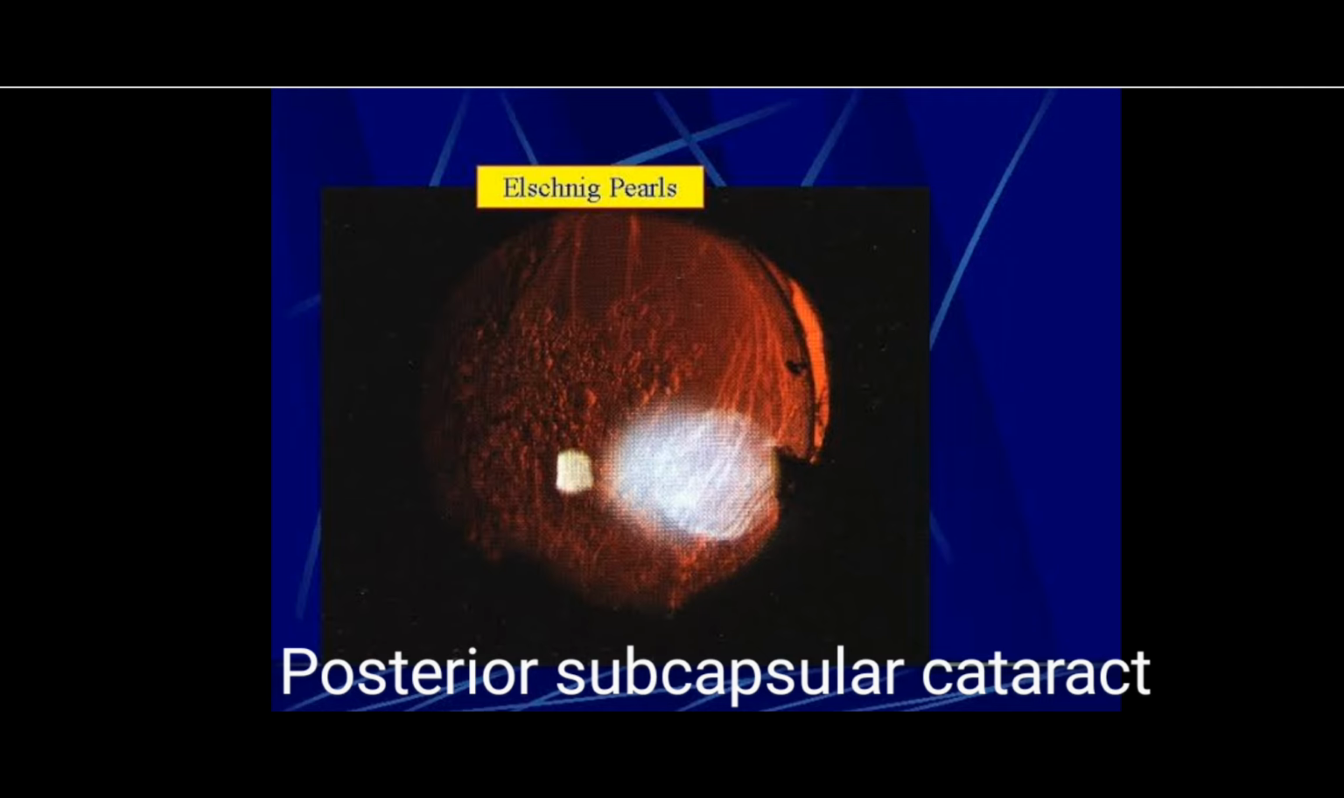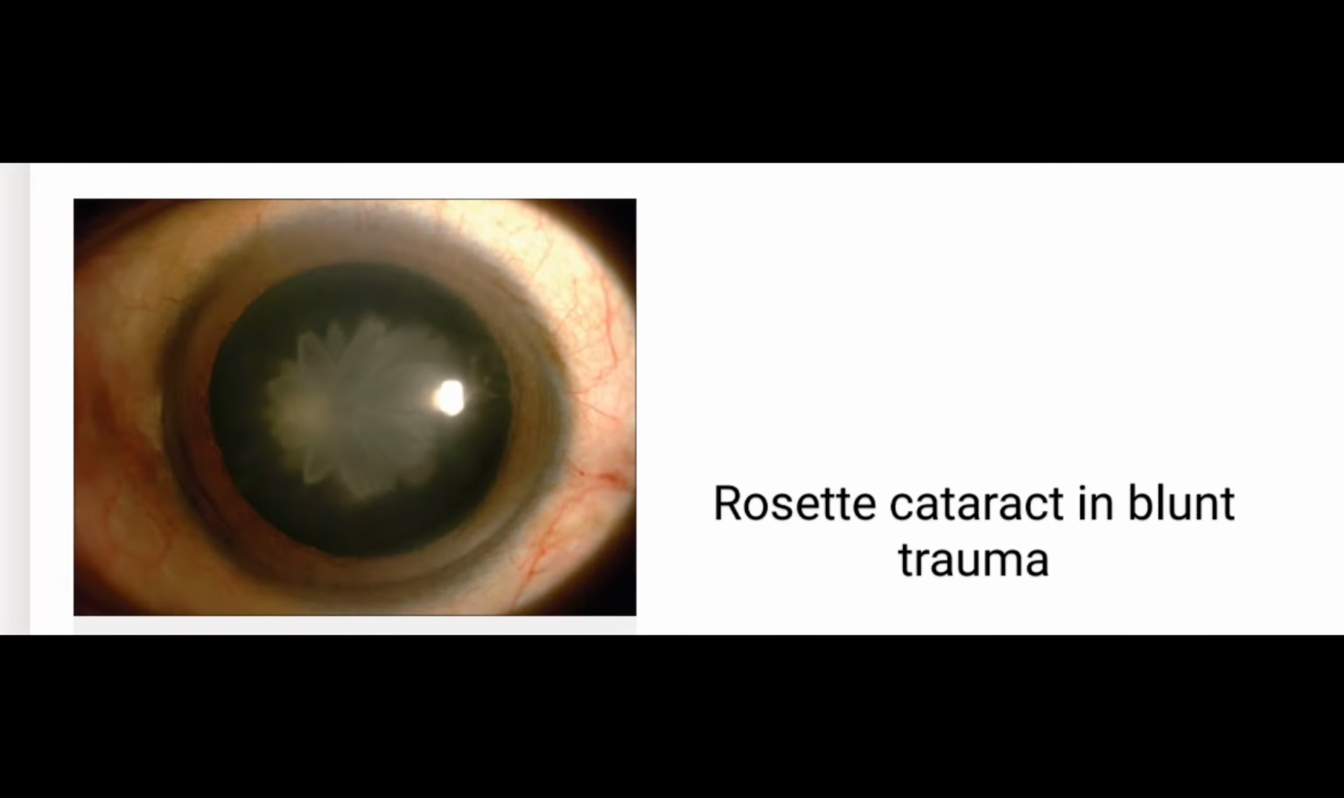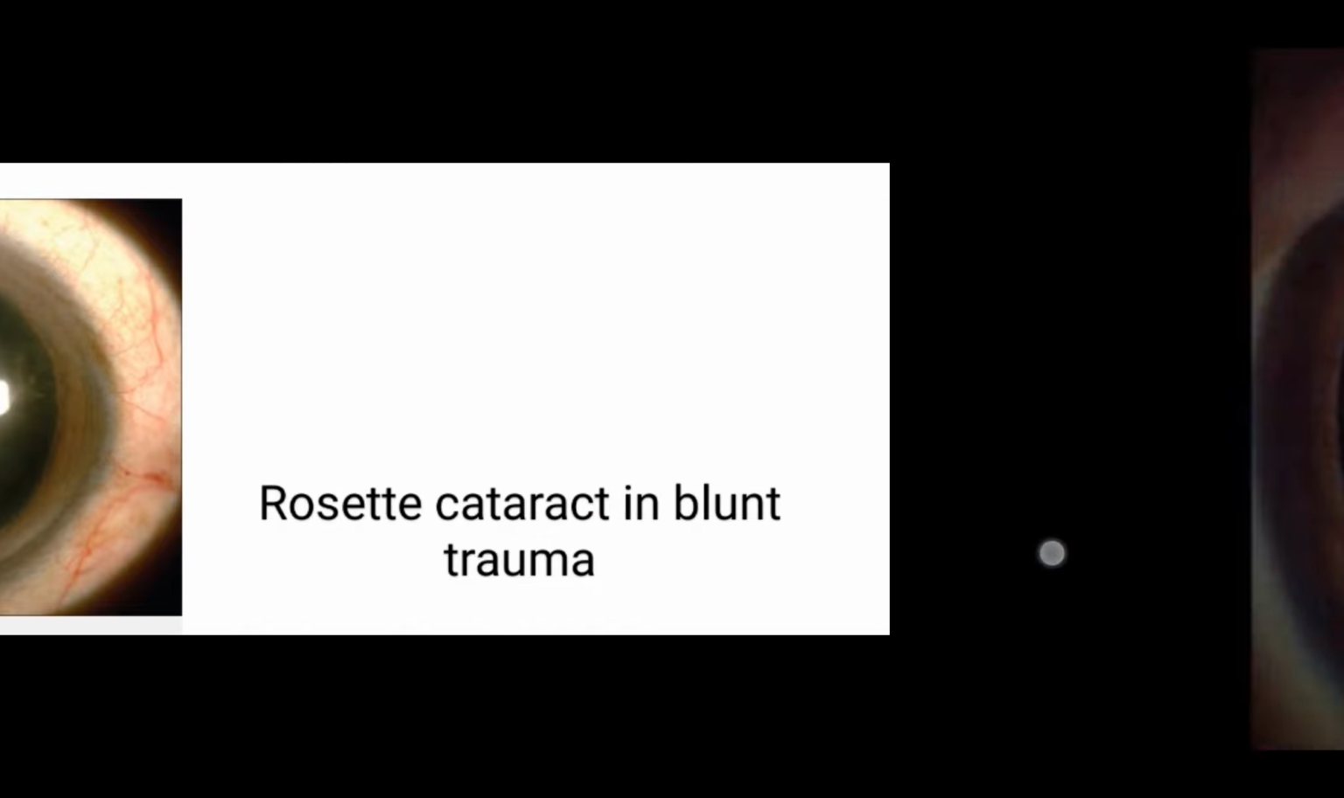This is the image of Elschnig pearls. It is also linked with the posterior subcapsular cataract. Then this is the image of rosette cataract, and rosette cataract is seen in blunt trauma cases. The other things which we have seen in blunt trauma cases were Vossius ring and the cherry red spot. Cherry red spot is also known as Berlin's edema. So rosette cataract, Vossius ring and Berlin's edema or cherry red spot, these three things are linked with blunt trauma.